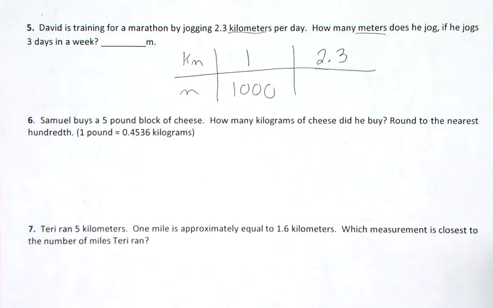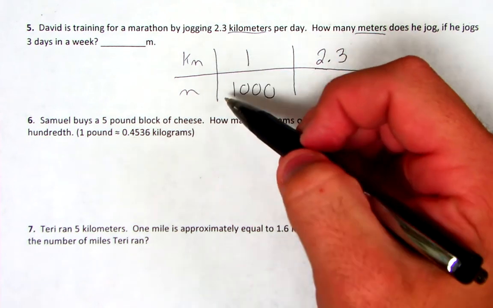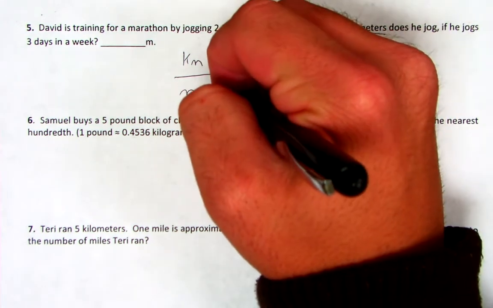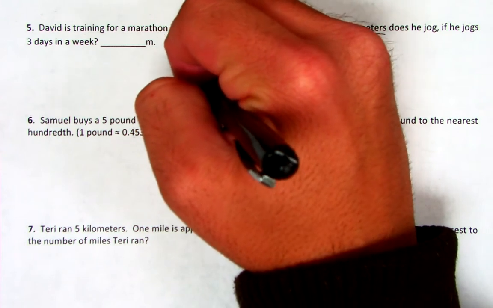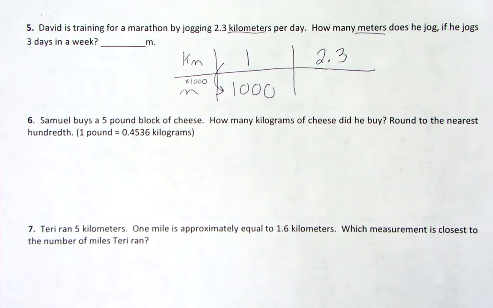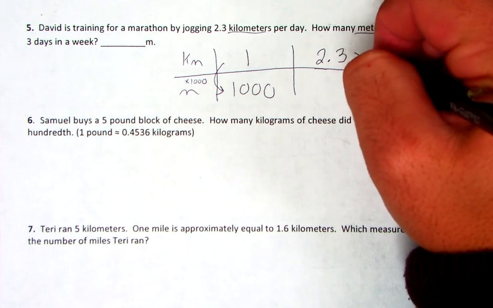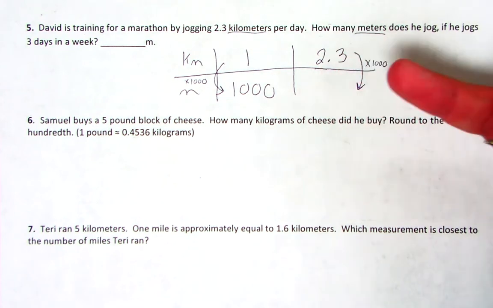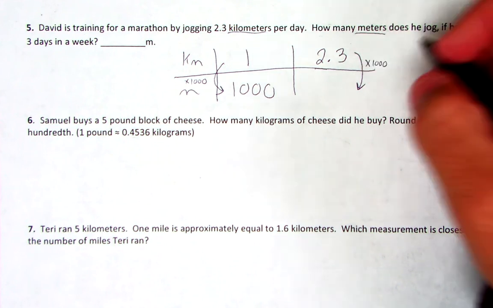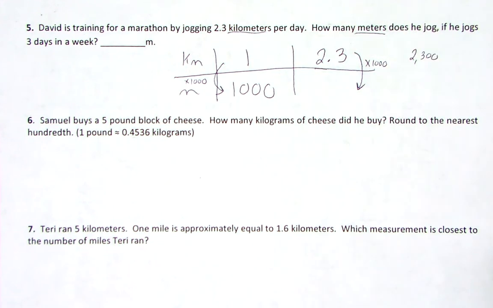So 2 scale factors. You can either multiply across or you can multiply down. I want to multiply down because that's easier for me. So I'm going to multiply by 1,000. So what is 2.3 times 1,000? Again, I'm going to have you all do that math. But if you do 1,000 times 2.3, you get 2,300. So he jogs 2,300 meters a day.